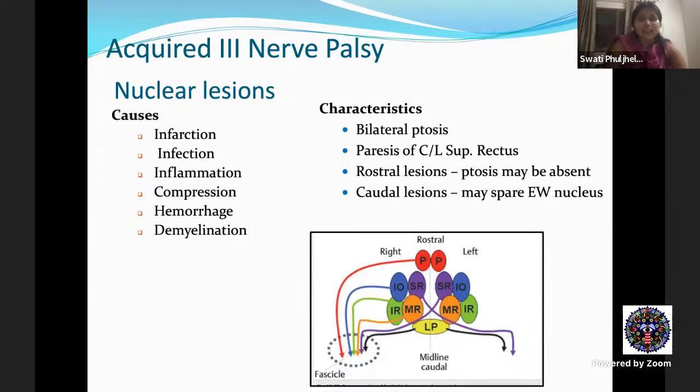So causes at this particular level include infarction, infection, inflammation, compression, hemorrhage, and rarely demyelination also. The most common cause here still remains infarction, and sometimes the lesions are so small at the midbrain that it may be difficult to find them on regular imaging.